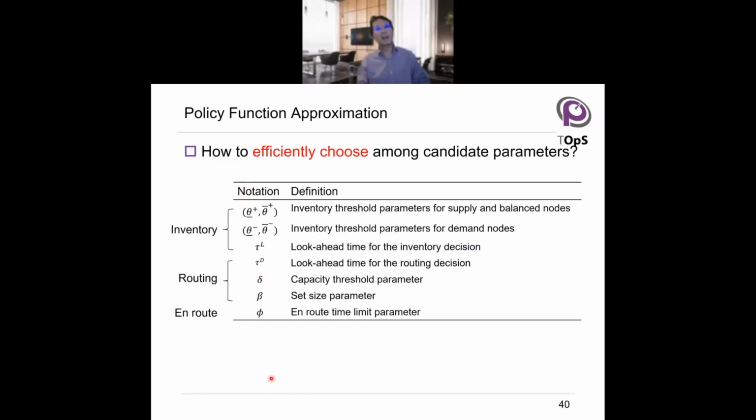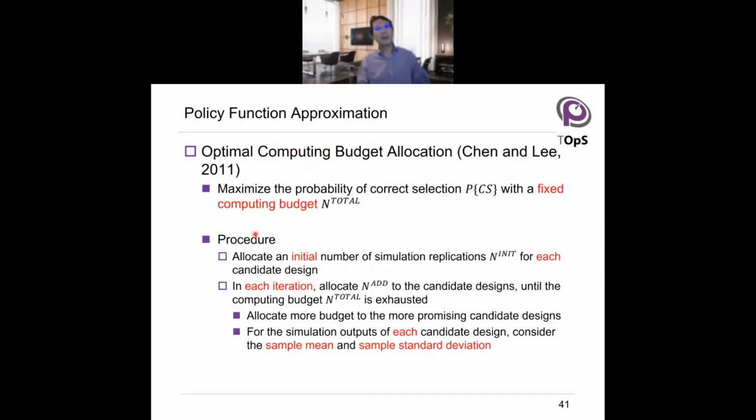Okay, so basically we have this set of 9 parameters. Although there are only 9, we need a lot of data to train them. So we use a method called optimal computing budget allocation. The idea is, if you have a fixed computing budget, how do you allocate your computing effort to get a good estimate and select the best parameter set. The basic idea is you do not want to spend too much time on hopeless parameter settings that are not likely to become good settings.